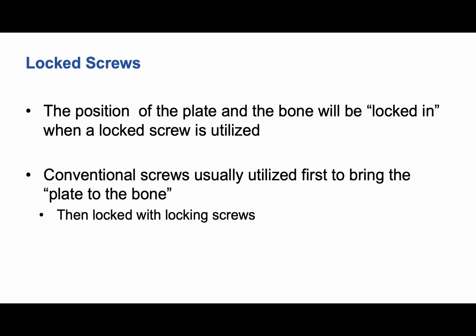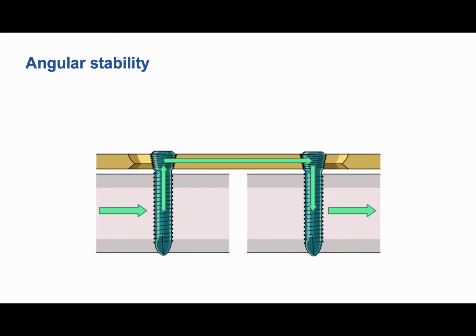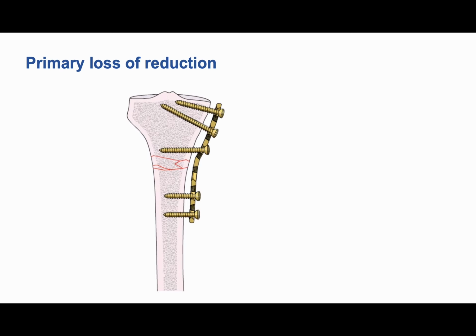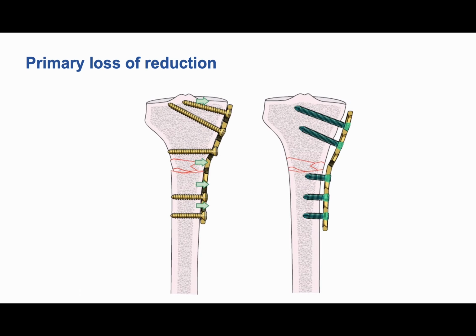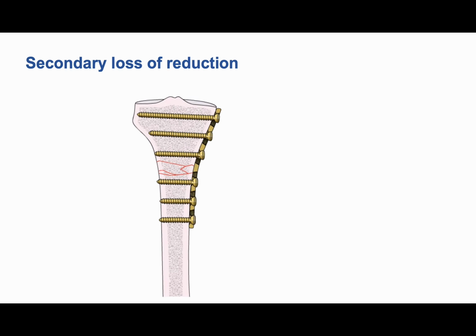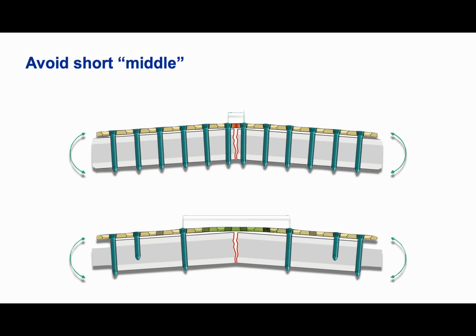If a conventional screw is utilized as a lag screw, this should be done before any locking screws are inserted. Remember, lag before lock. Angular stability allows force transmission from one bony fragment to the other without the need to compress the plate onto the bone surface. This prevents primary loss of reduction if an inadequately contoured plate were fixed to the bone with conventional screws. Postoperatively, locked plates prevent secondary loss of reduction with rehabilitation.